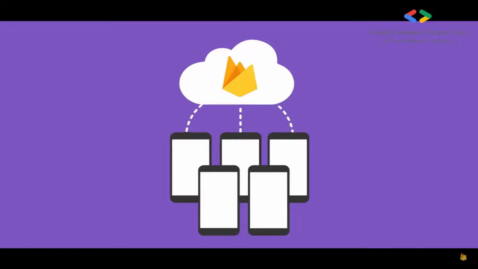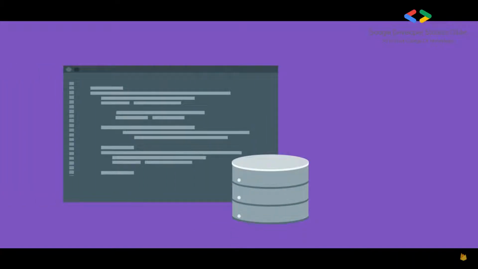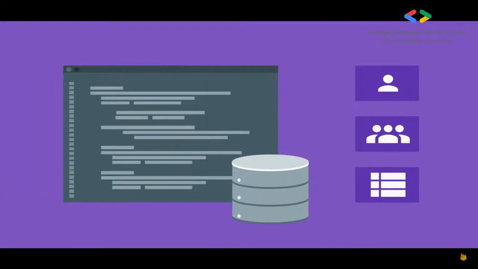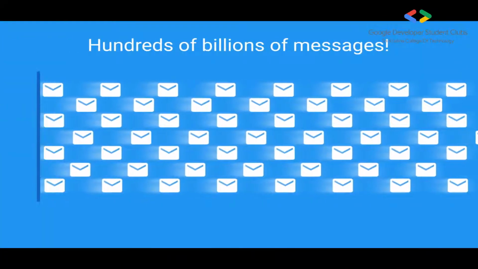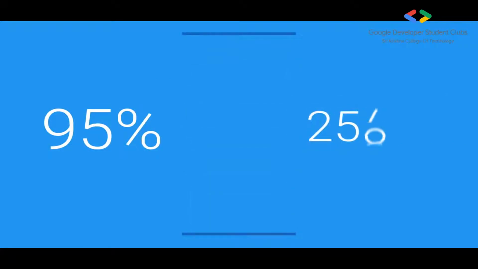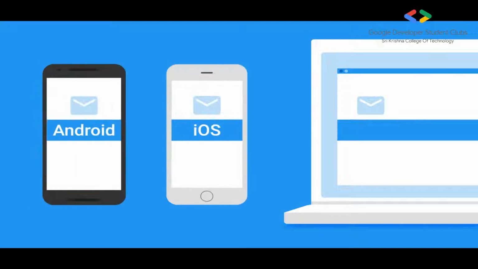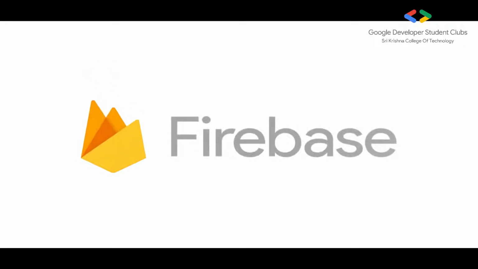First, you register your user's app instance with the Firebase Cloud Messaging servers. Then, on your server, you write code that allows you to address these devices by ID, group, or topic, and which tells the Firebase Cloud Messaging server to send the messages for you. It's powerful, it's scalable, delivering hundreds of billions of messages per day, with 95% of messages being delivered within 250 milliseconds to connected devices across many different platforms. It's that easy, it's that powerful. Firebase Cloud Messaging.